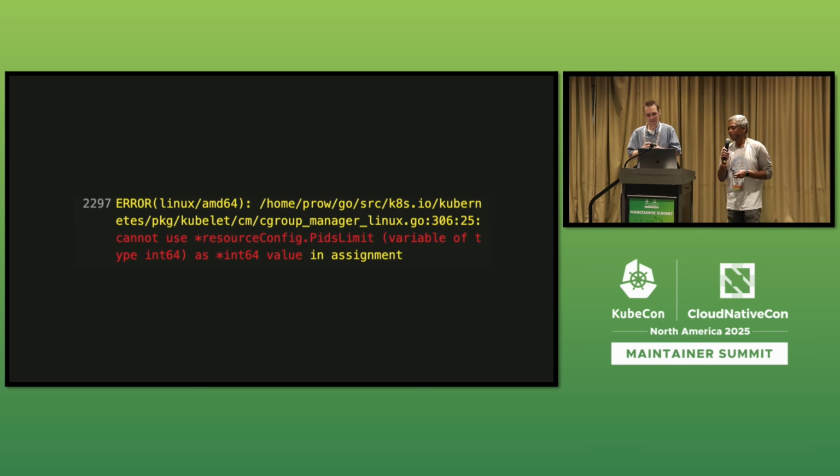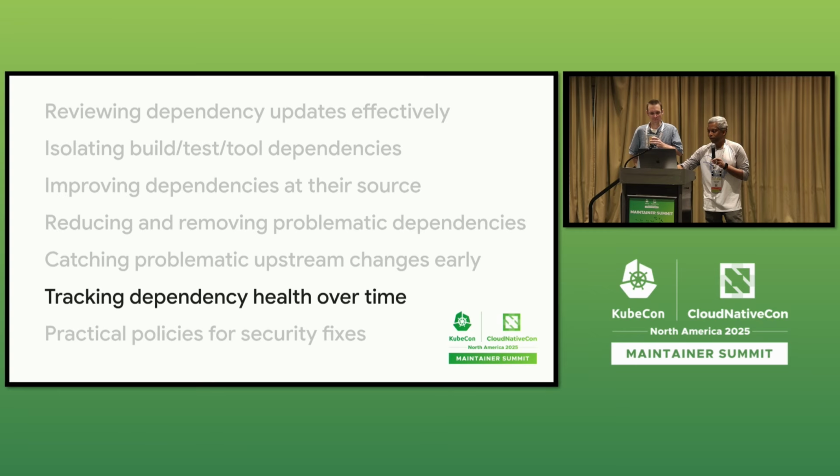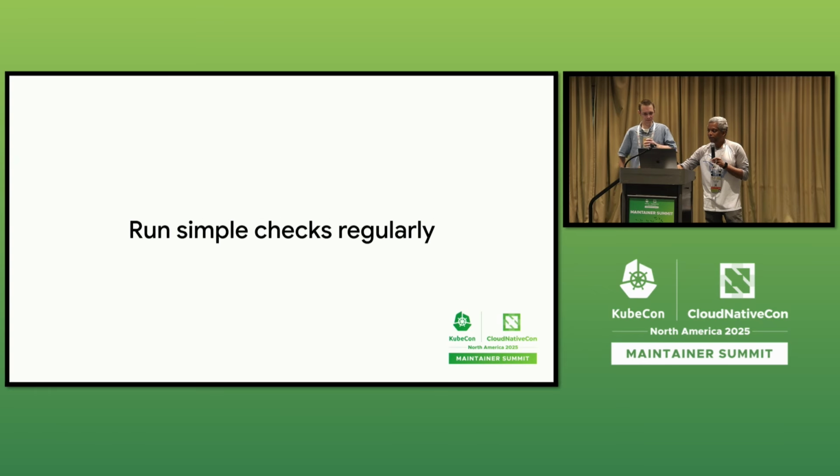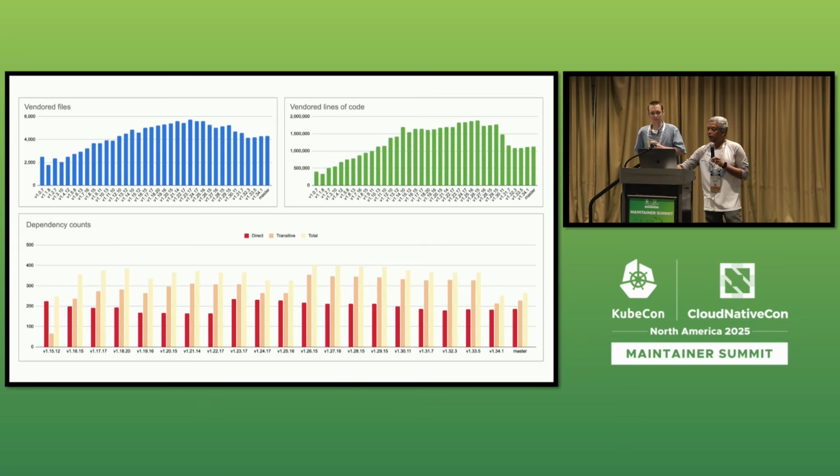Yeah, since we know we are on code freeze, this doesn't really hurt us right this moment, but it's going to hurt us when we get out of code freeze and we need to figure out a plan for it. So tracking dependencies over time, we run a bunch of simple checks all the time. Depstat, we talked about. Also, you want to talk about this one?